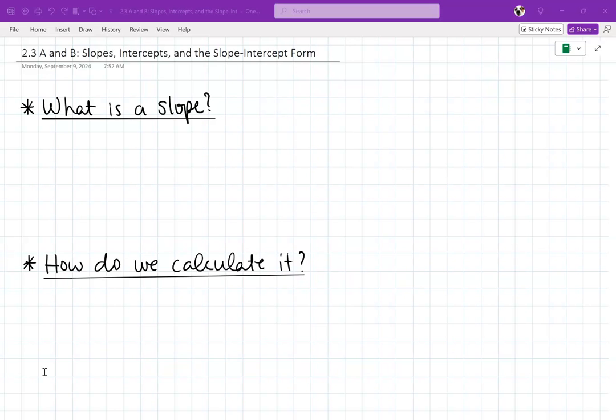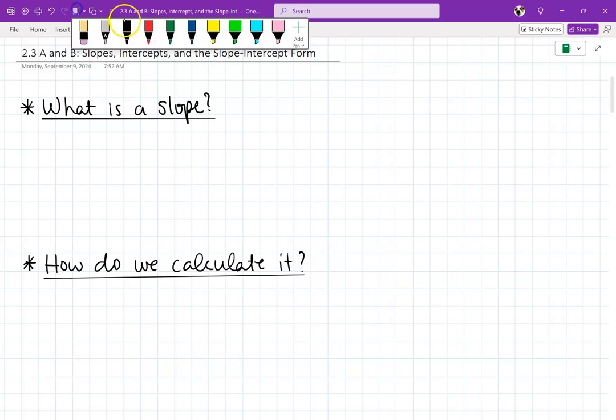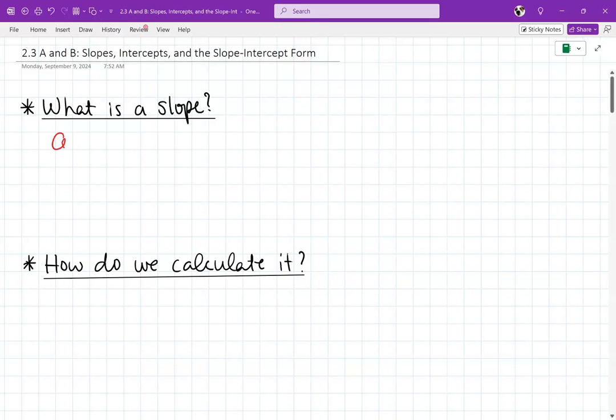So first off, what is the slope? Okay, so you can think of slope as an incline, or decline. You can think of a hill that's rising or falling, right? So we can think of like a hill that rises or falls.